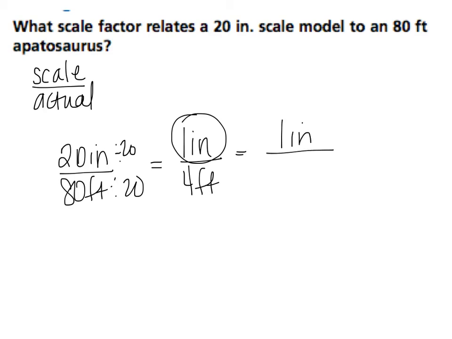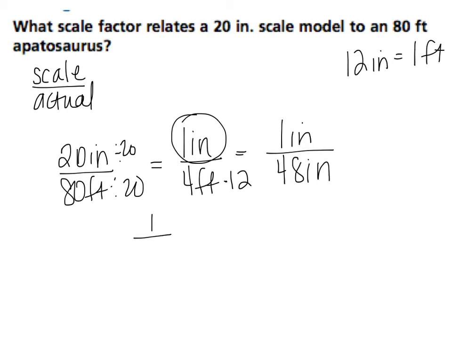Now you need to look at your conversion chart. How can you go from inches to feet so that we have inches on top and bottom? Well, we're going to multiply this by 12 because 12 inches equals 1 foot. So if you multiply this by 12, we know that 4 feet is the same thing as 48 inches. So our scale is 1 over 48, or it's 1 to 48. You can write it either way.